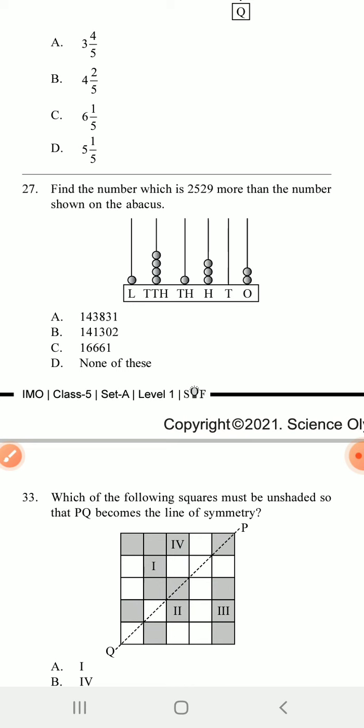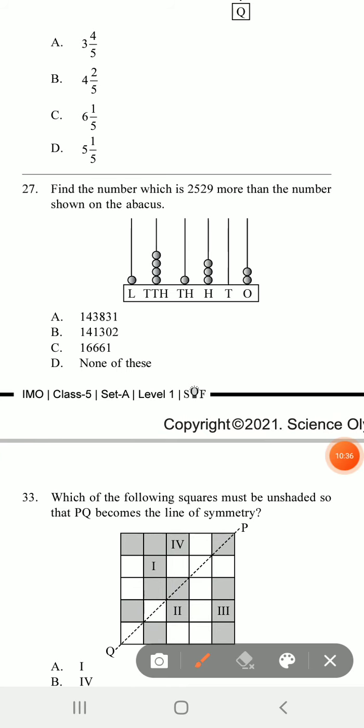So 27, I think. Which one is the answer? A. 27A is the answer.